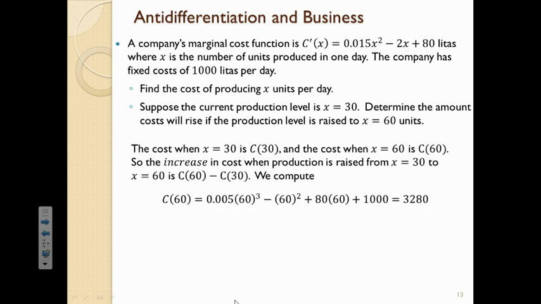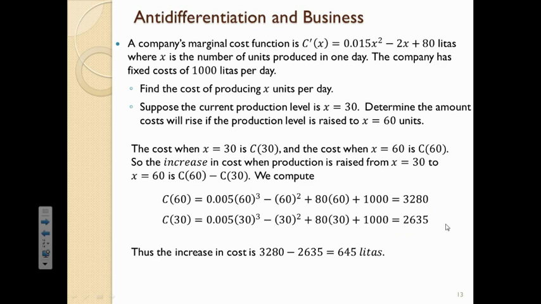So when we're doing this, we calculate a C of 60, use the answer that we got, this 0.005, and then it's going to be 60 to the third power. And when we put it into our new equation, which includes this plus 1,000, the answer will be 3,280. Do a C of 30, and the answer will be 2,635. Now we're going to subtract the two to say that the increased cost is going to be 645. And again, the problem said we were working in liters, so the marginal cost is in liters, so will the cost function be in liters. So remember to tack that onto the end.